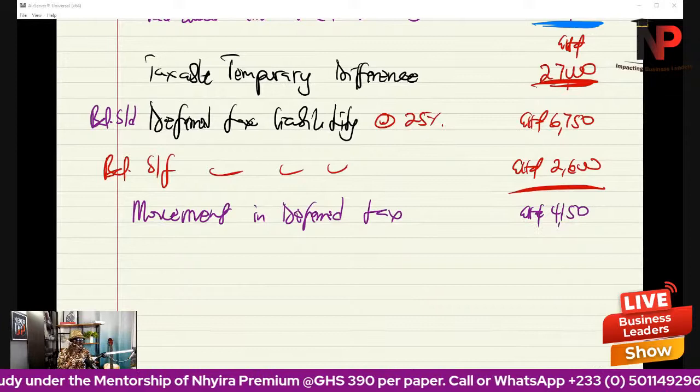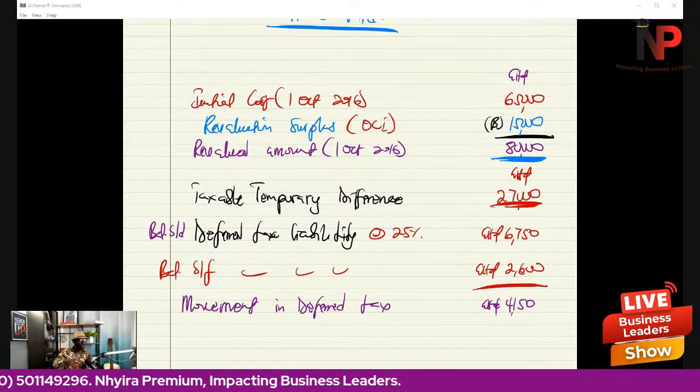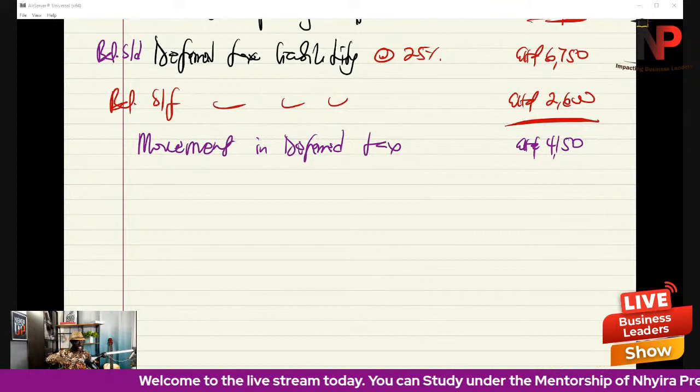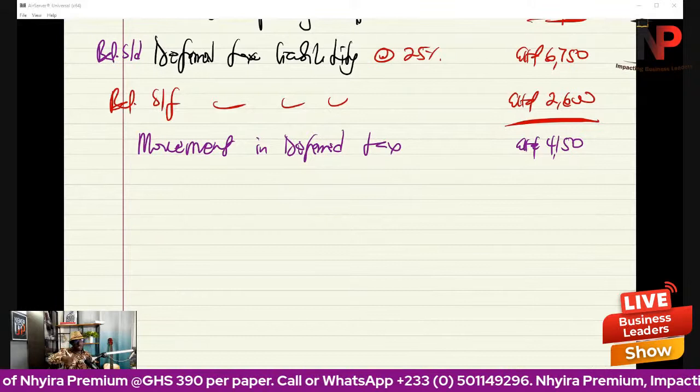But be careful here. That movement in deferred tax cannot go entirely into the P&L account. We must split it into the P&L and OCI. Why? Because of the revaluation. So again, this movement of 4,150, assuming it did not come as a result of revaluation, we would have taken that directly to the P&L account and added it to income tax as an expense. But because this movement is coming as a result of revaluation of assets, then a portion of that must go to P&L, and a portion will go to the OCI.